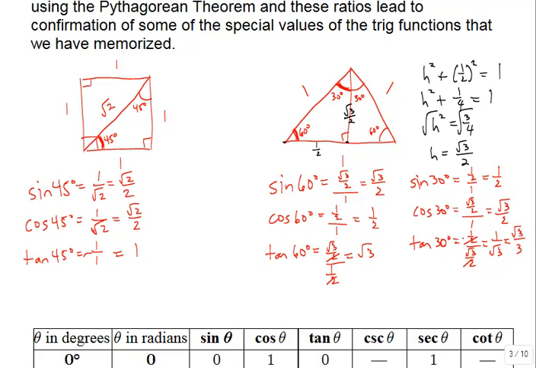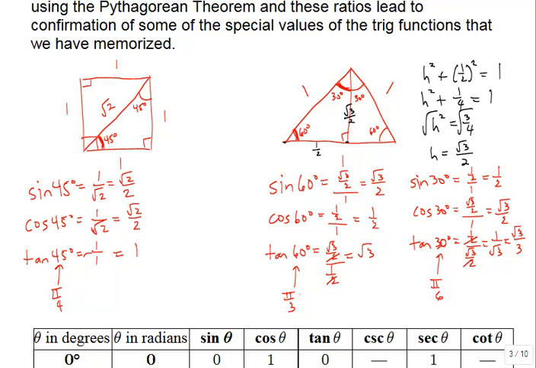So 60 degrees is the same as pi over 3, 30 degrees is the same as pi over 6, and this 45 degrees was the same as pi over 4. So for the pi over 3 angles, we got that the sine was root 3 over 2, the cosine was 1/2 and the tangent was root 3. And for the pi over 6 angles, sine was 1/2, cosine was root 3 over 2, and tangent was root 3 over 3. And again, those all match exactly the same values that we have memorized from our unit circle.